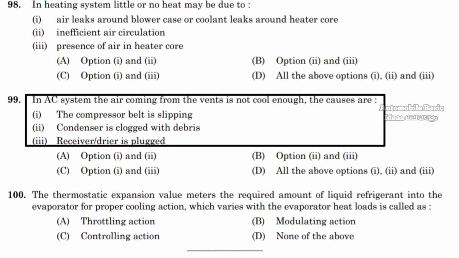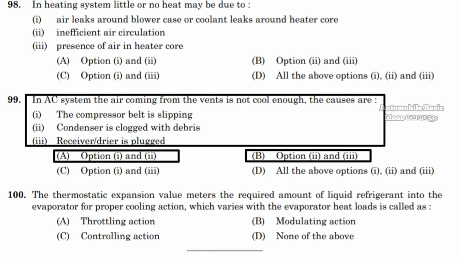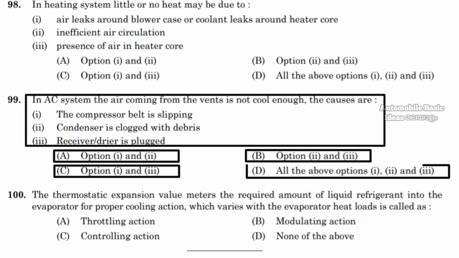99. In an AC system, if the air coming from the vents is not cool enough, the causes are: 1. The compressor belt is slipping. 2. Condenser is clogged with debris. 3. Receiver/dryer is plugged. A. Option 1 and 2. B. Option 2 and 3. C. Option 1 and 3. D. All the above options, 1, 2, and 3. Answer D. All the above options, 1, 2, and 3.